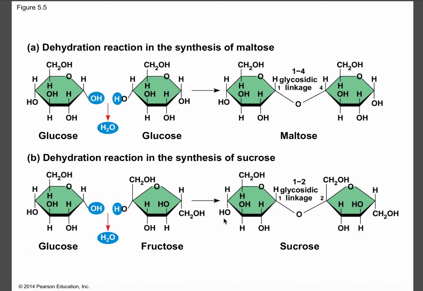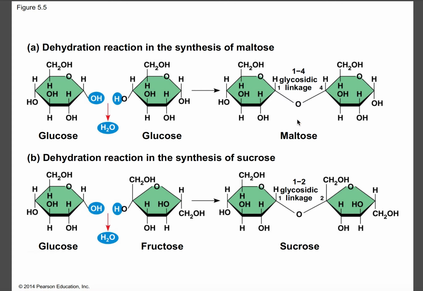Now here is a photograph of a dehydration reaction at the top. We're synthesizing maltose. If you put two glucose molecules together, you can see that glucose is in a ring, and if you add two together, then an OH from one end and the H from the opposite end of the next glucose molecule are going to produce a molecule of water, and we're going to end up with a disaccharide called maltose.